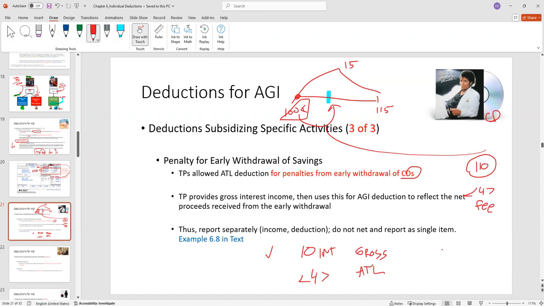What would be wrong is if you just netted them and you put 6 on your gross. No, it's not how you do it. They want to see it reported separately. Kind of similar there with gambling winnings and losses. They don't want you kind of hiding and massaging things in numbers. We really want you to spell it out as things happen.